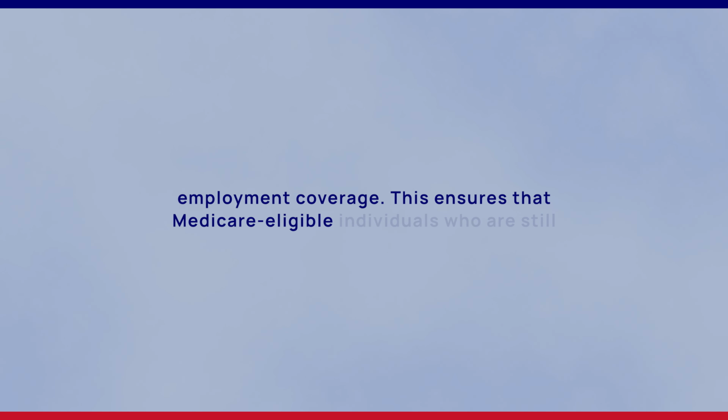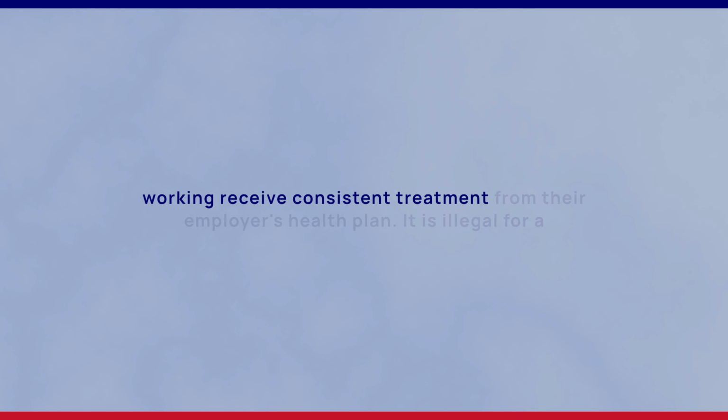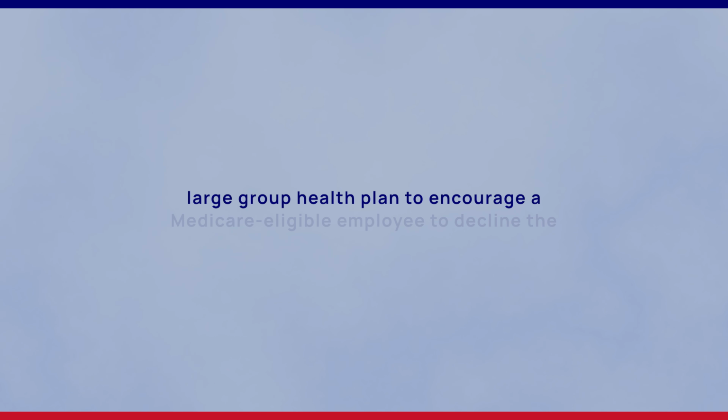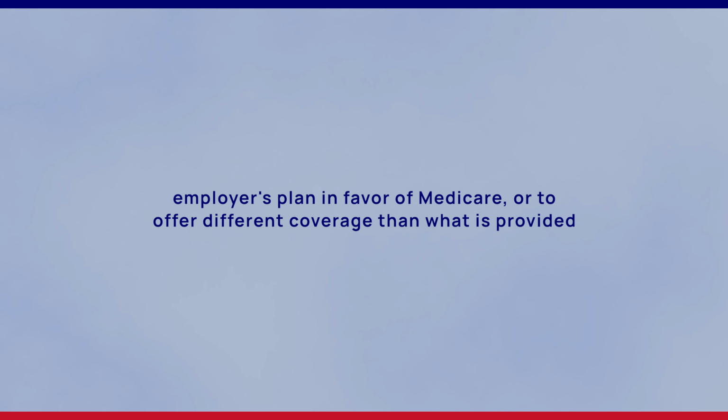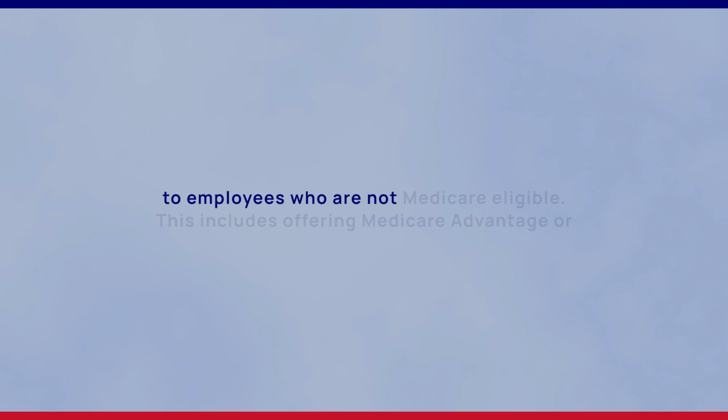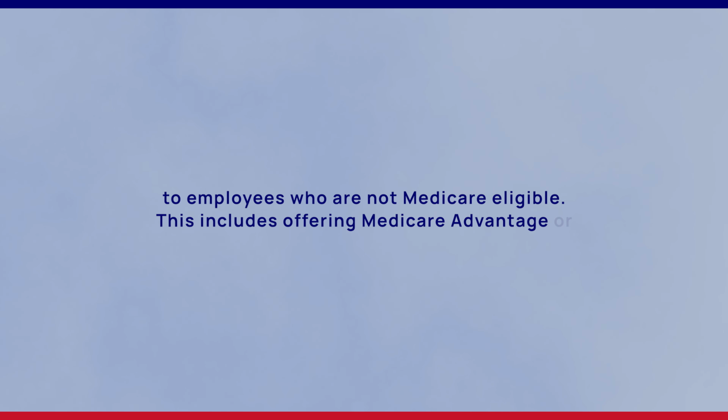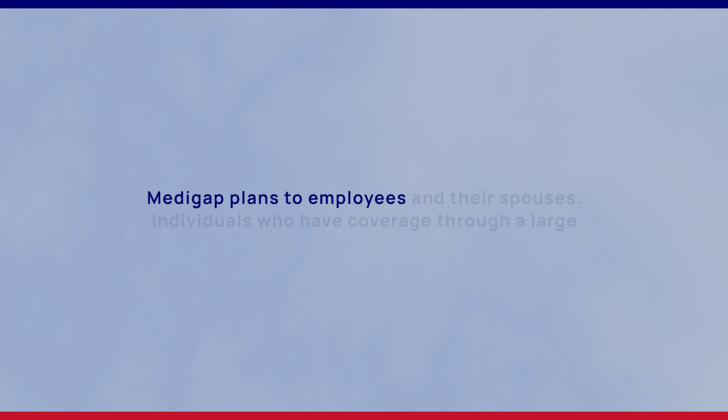This ensures that Medicare-eligible individuals who are still working receive consistent treatment from their employer's health plan. It is illegal for a large group health plan to encourage a Medicare-eligible employee to decline the employer's plan in favor of Medicare, or to offer different coverage than what is provided to employees who are not Medicare-eligible. This includes offering Medicare Advantage or Medigap plans to employees and their spouses.